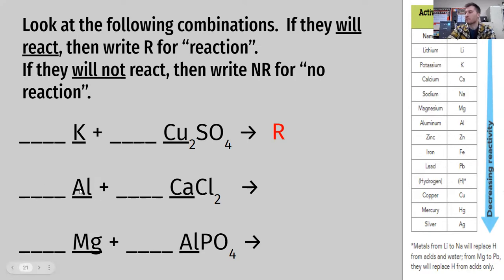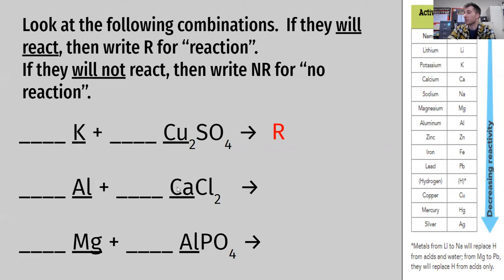For the second one, we have aluminum reacting with calcium chloride, CaCl2. What we need to compare are the reactivities of aluminum and calcium in this case to determine if a reaction will or will not take place. So aluminum is somewhere towards the middle of the activity series, right here. But we see calcium is slightly above it on the activity series.